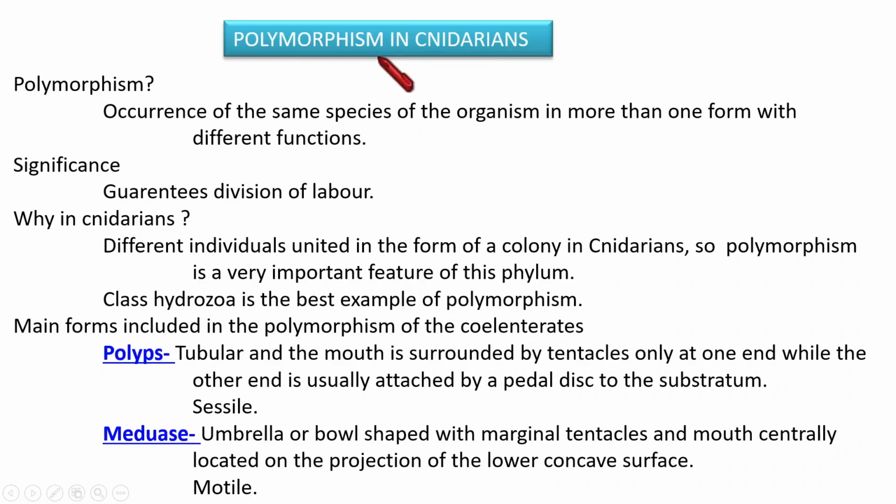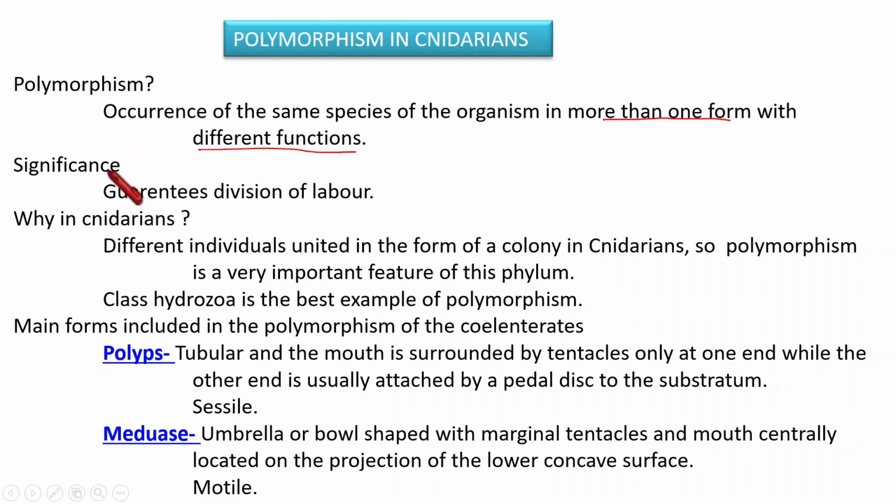Dear students, today we are going to start our section with the topic polymorphism in Cnidarians. What is polymorphism? Polymorphism means more than one morphology. Very simple, it is very clear from the term itself. It is the occurrence of the same species of organism in more than one form. Why do they exist in more than one form? To perform different functions. So that is polymorphism.